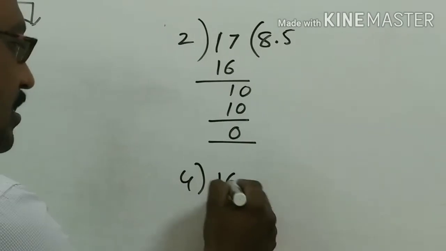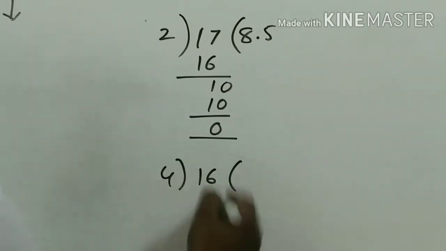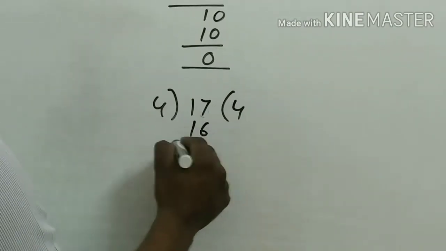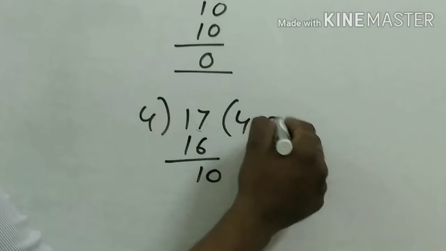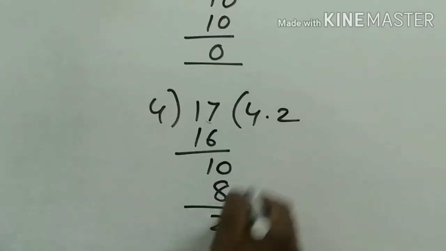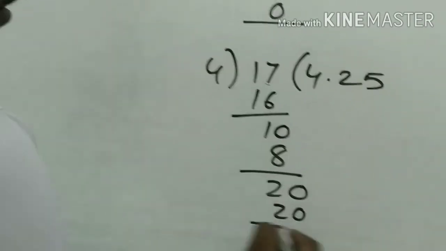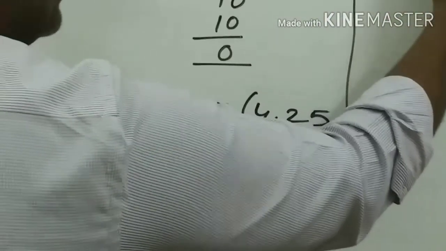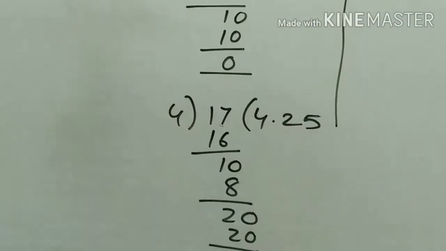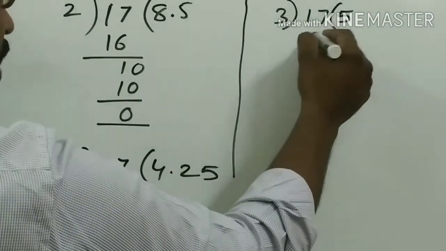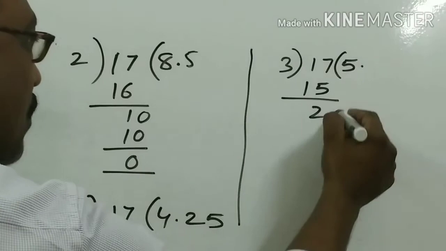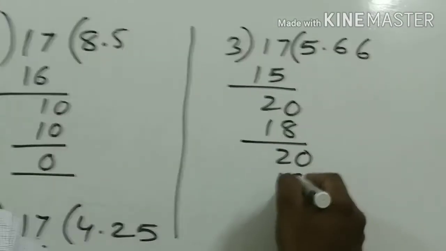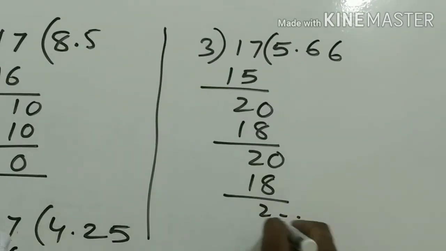Suppose I divide 17 by 4: 4 fours are 16, decimal, 2 fours are 8, 2, 5 fours are 20. I got remainder 0. Suppose I divide the same number by 3: 3 fives are 15, 2, decimal, 6 threes are 18, 2, 6 threes are 18, 2, like that it goes on.